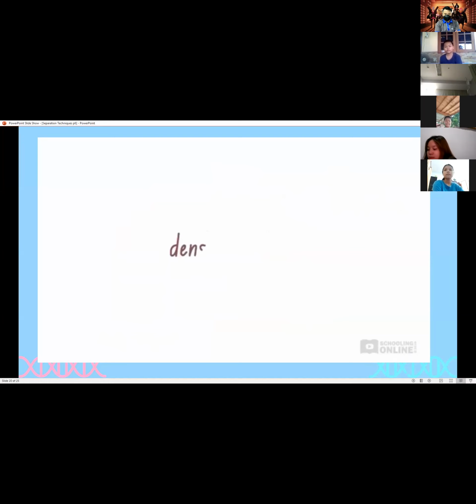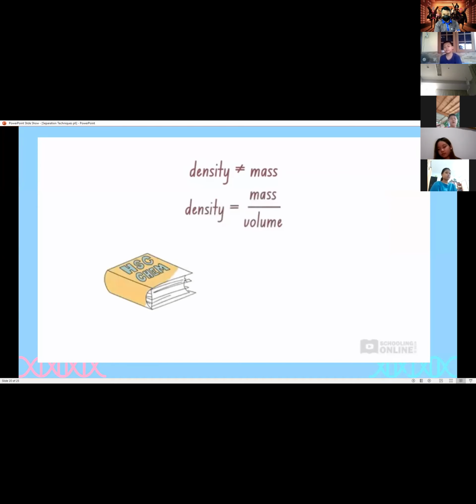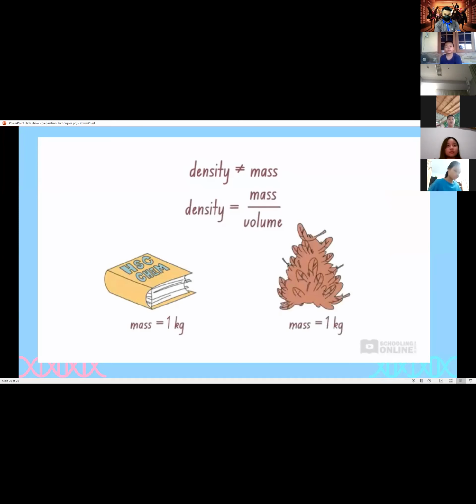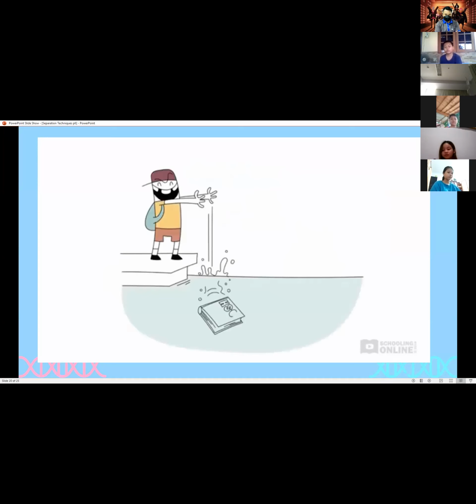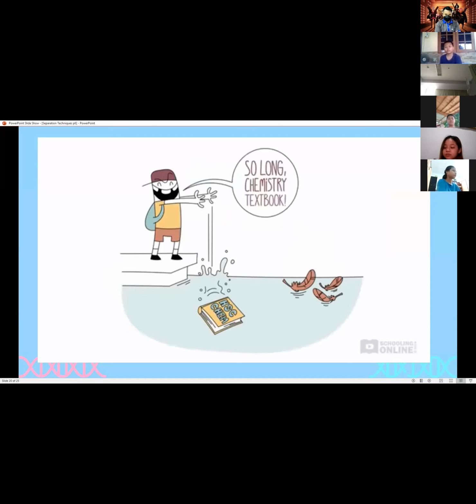But beware, the mass or weight of a substance is not the same as its density. Density is the mass of a substance divided by its volume. If we consider a 1 kilogram chemistry textbook and 1 kilogram of feathers, they both have the same mass, 1 kilogram. But if you throw both of these into the ocean after your final exams, the chemistry textbook will sink while the feathers will float. This is because the 1 kilogram of feathers take up a much larger volume, so they have a lower density.